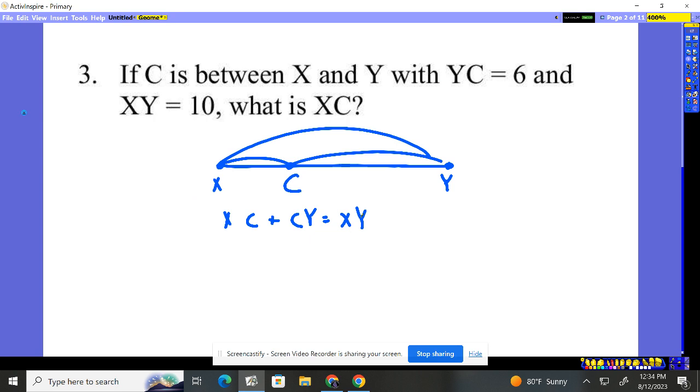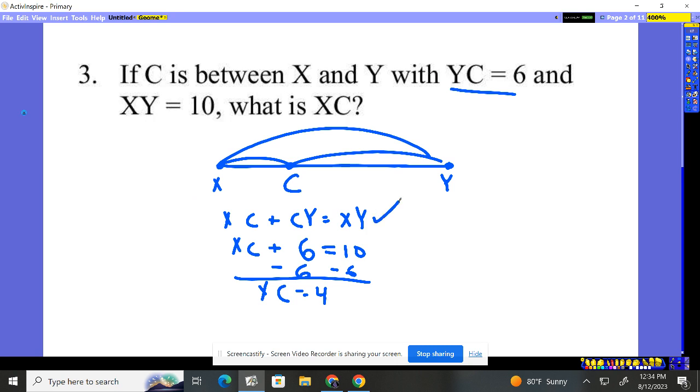Now, what do they give us? They say, hey, YC, or CY, is 6. So this guy is 6. What about XC? Doesn't tell me, but it tells me X to Y is 10. And it wants me to find this X to C or C to X. We subtract 6 from both sides, and we can obviously see that it is 4. All we have to do is set the equation up each time. We'll never fail.